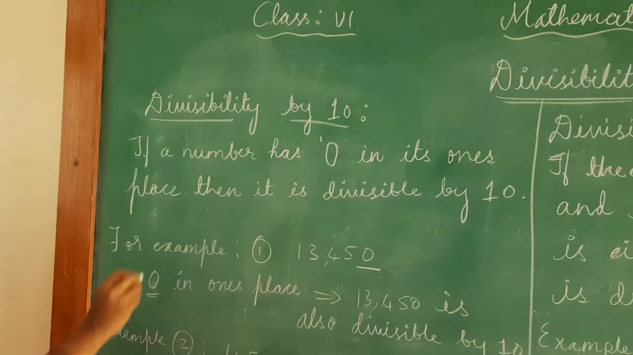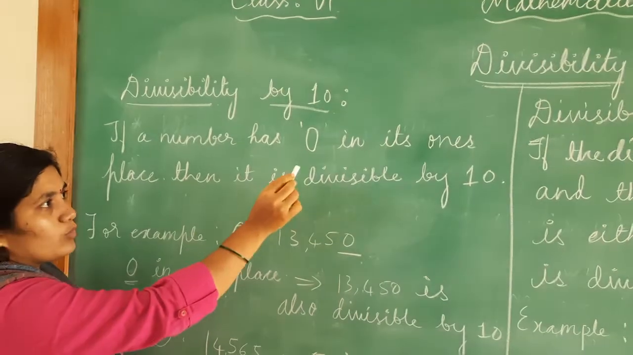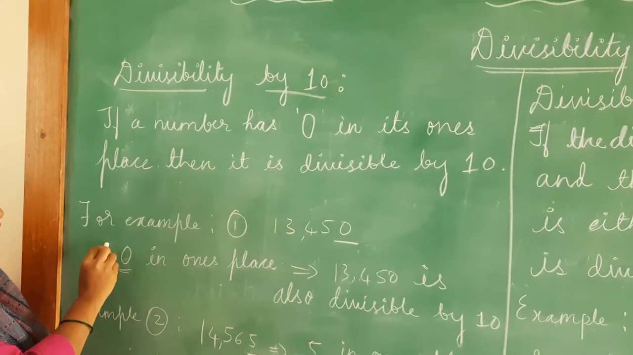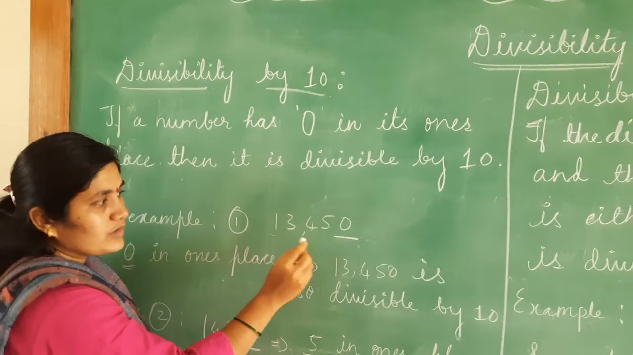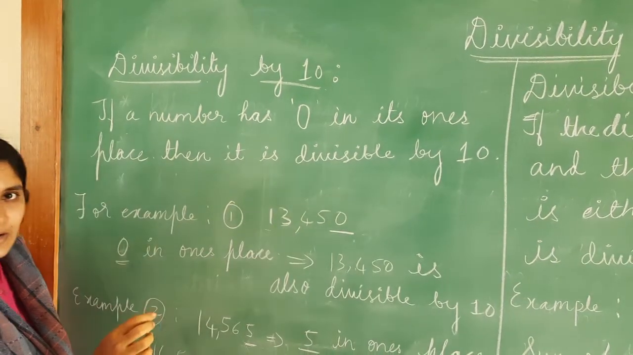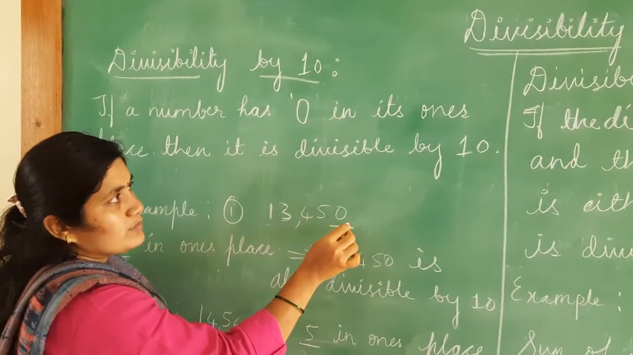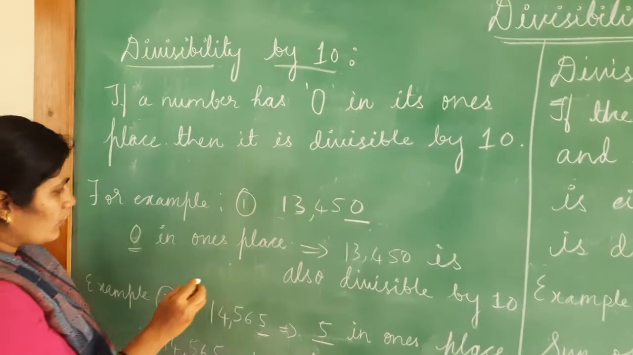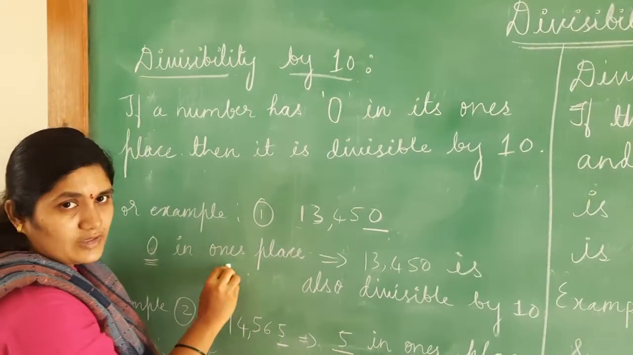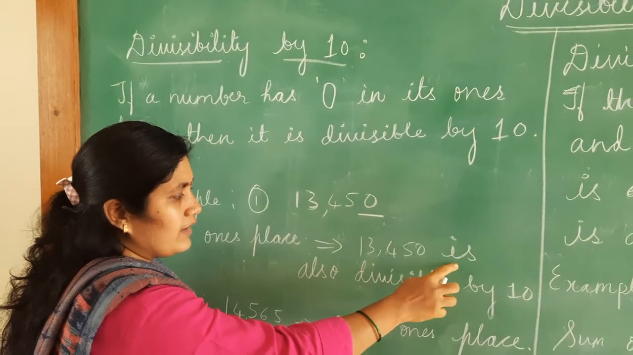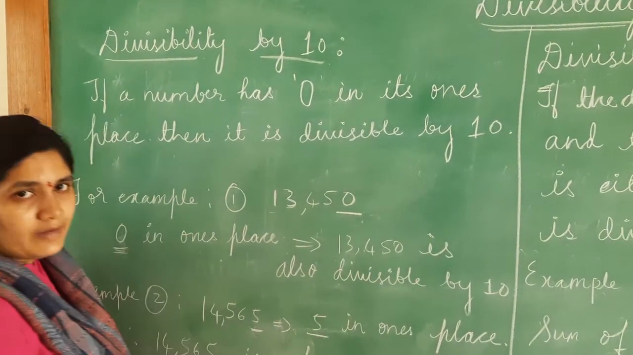I repeat it. If a number has 0 in its ones place, then it is divisible by 10. For example, 13,450 is the given number. In this number, we should check the ones place according to the given rule. In the ones place we have 0. So, 0 in the ones place shows that the given number 13,450 is also divisible by 10.